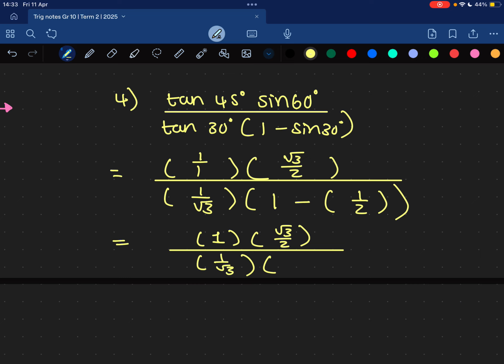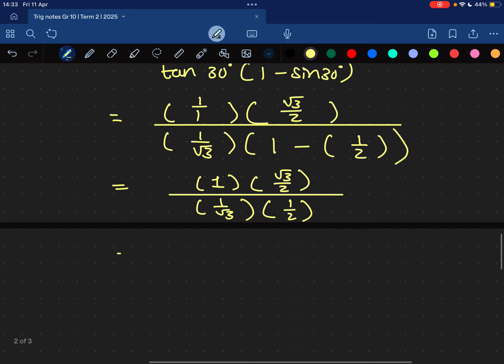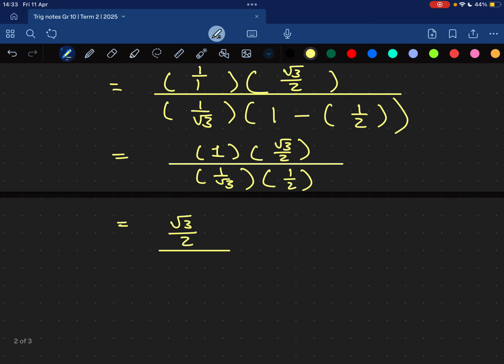So I mean, this you don't really have to find an LCM. I mean, if you just take a half away from 1, you're left with a half. Like there's no real need to write that out. So I'll have root 3 over 2 divided by 1 over 2 root 3.